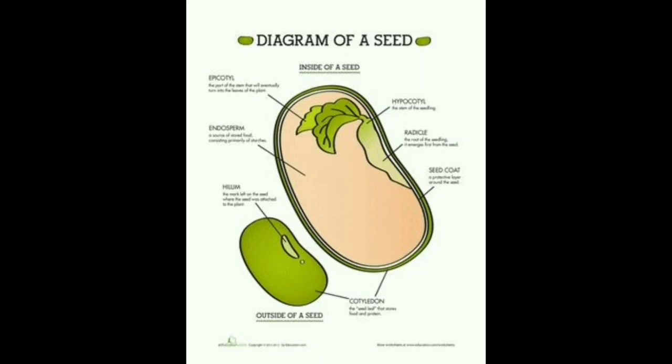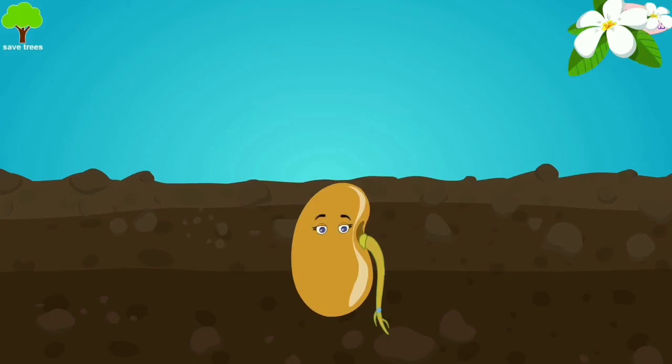There is a hole on the seed coat which allows water to enter the seed, and that will allow the seed to absorb all the water, and then it will swell. The germination process will begin.